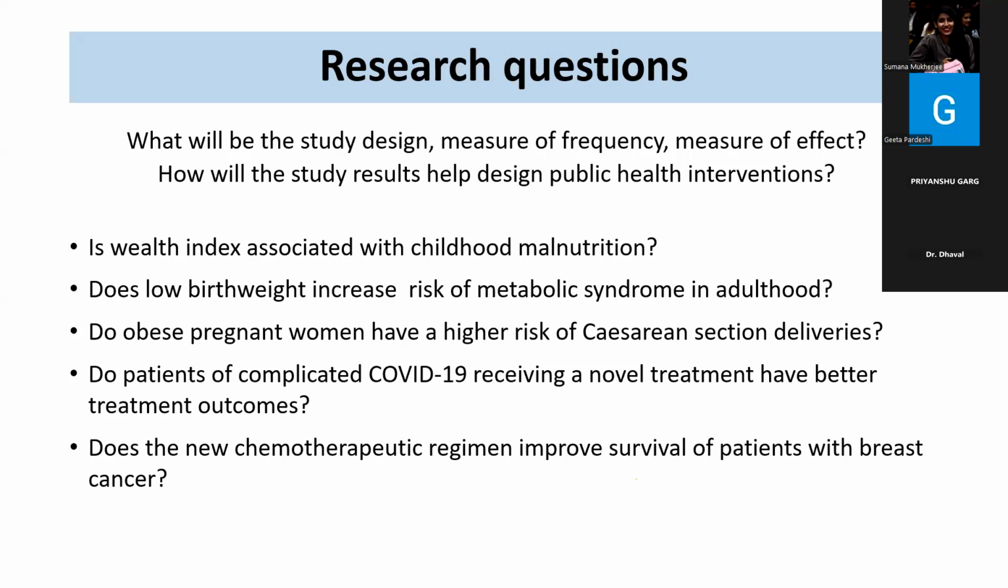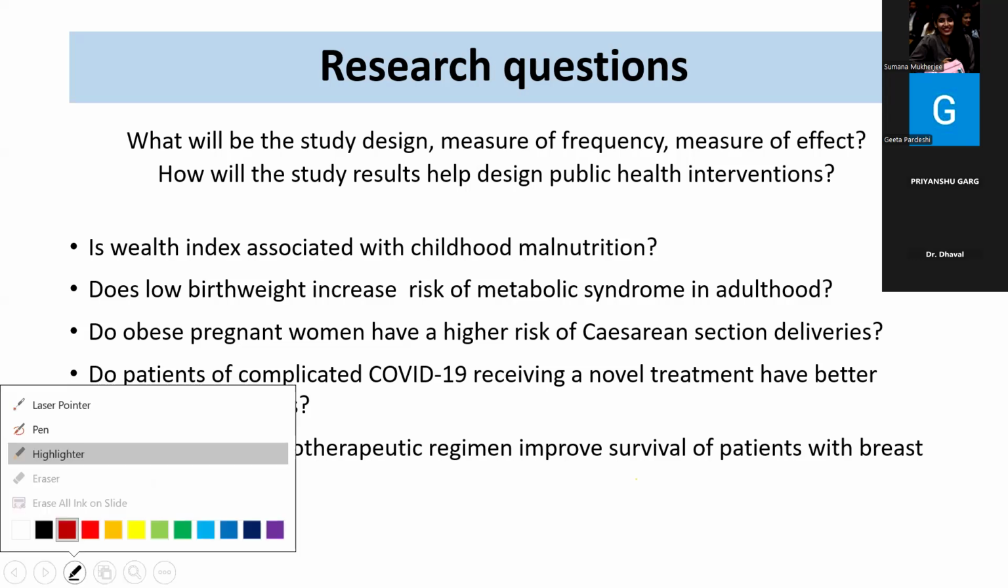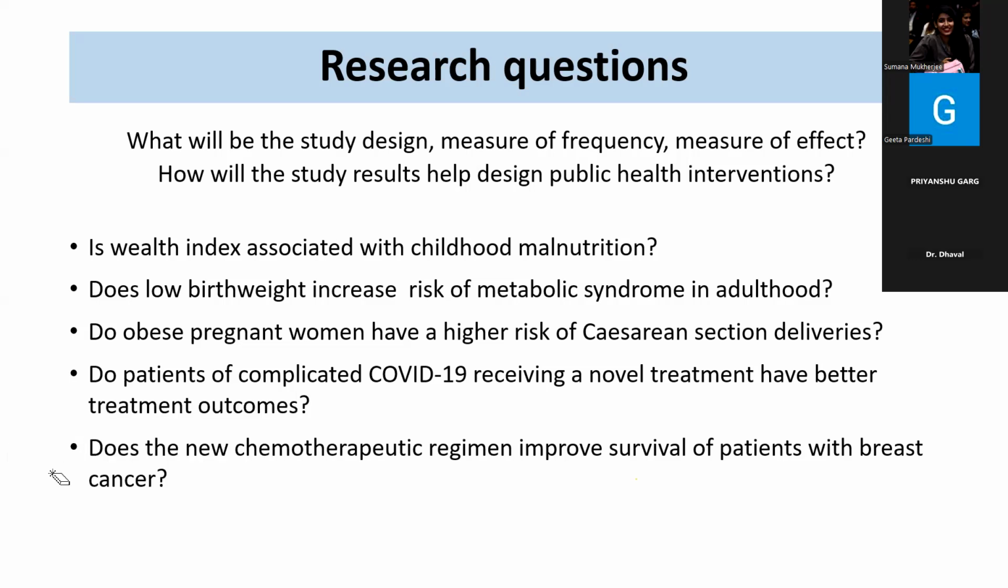So I'll just help you out. For the outcome, childhood malnutrition, in a cross-sectional study, what would you measure? It is the amount of the childhood malnutrition. That is the prevalence of malnutrition. Yes, you are absolutely right. So you will actually measure the prevalence of malnutrition, right?